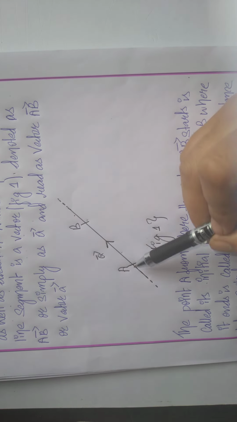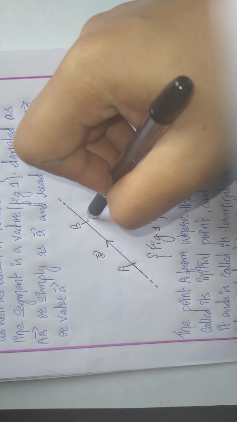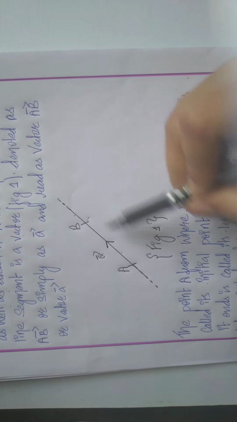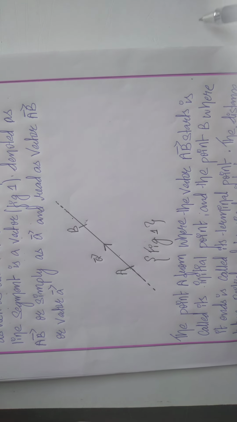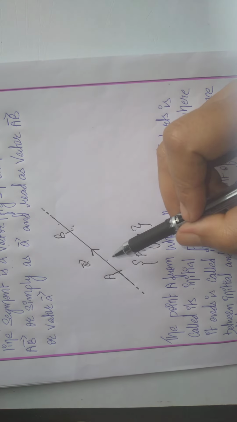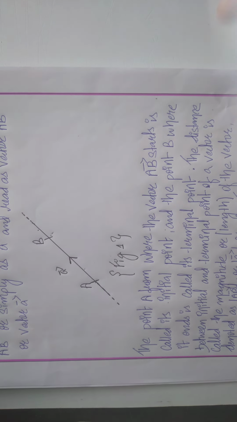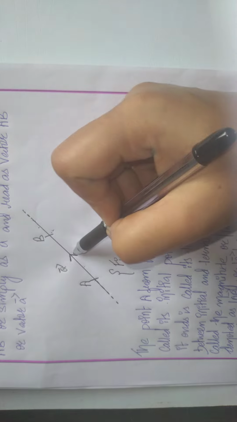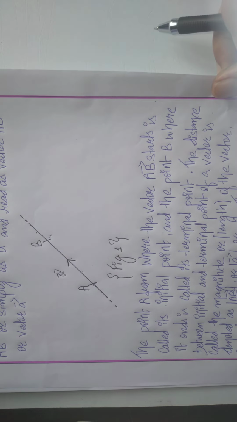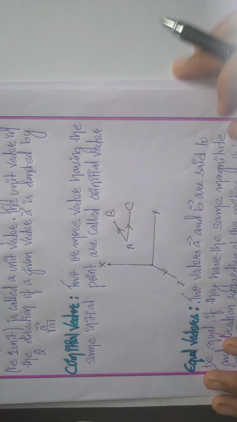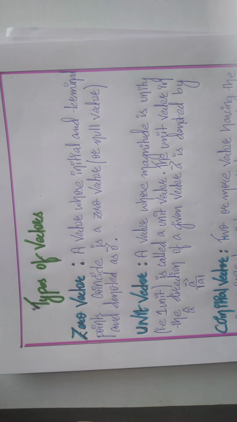The distance between the initial and terminal point of a vector is called its magnitude, denoted as mod of AB, or mod of A vector. This arrow indicates the direction of the vector. Now we have types of vectors.